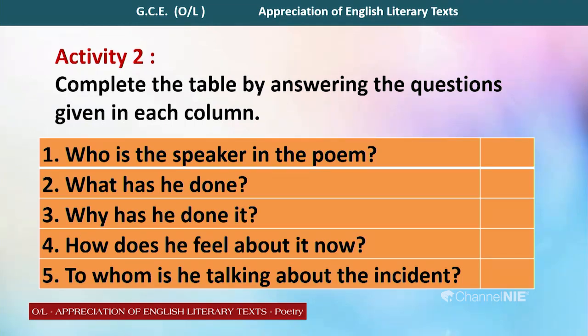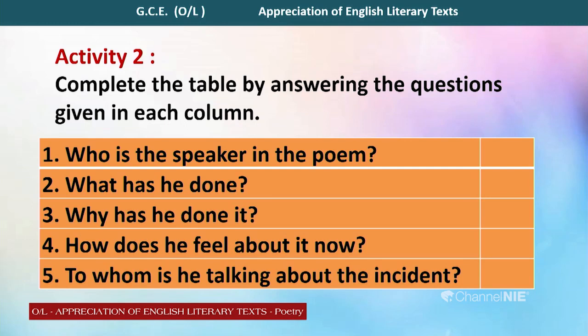Whether the person has done something good or bad, we don't know. I'm not going to tell you. You're going to find out. Why has he done it? What made him do that? You're going to find out how he feels about it now. What does he feel about his action? Very carefully you're going to find, while reading, how he feels about his action.